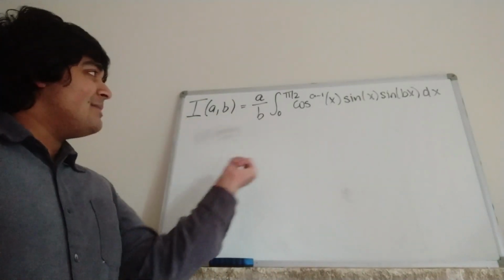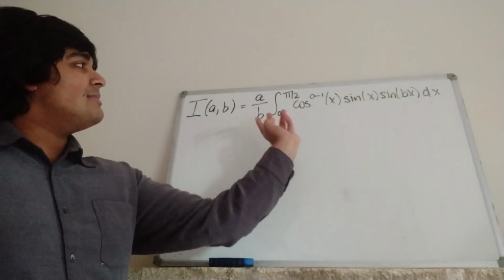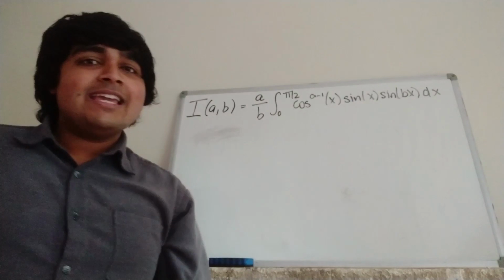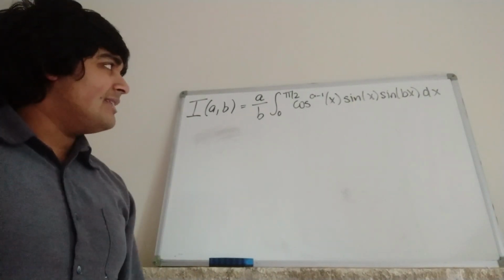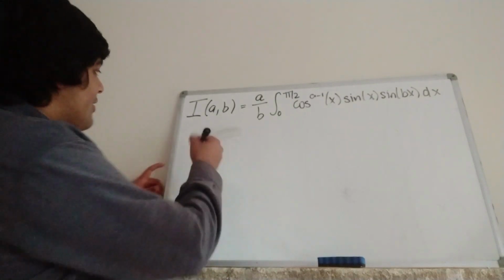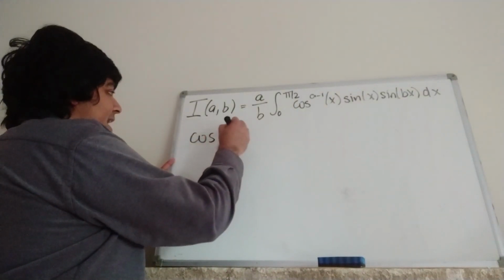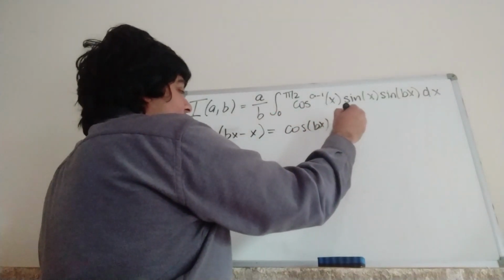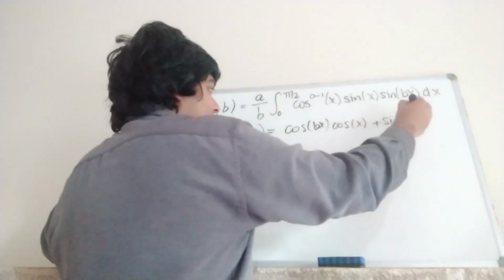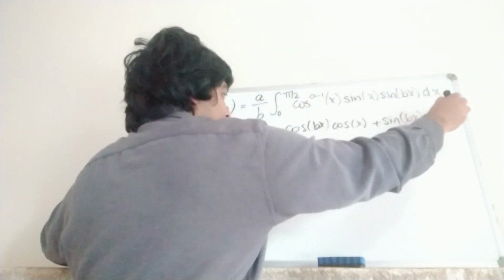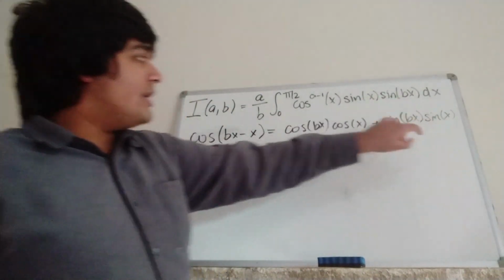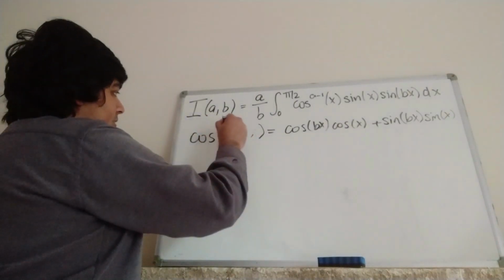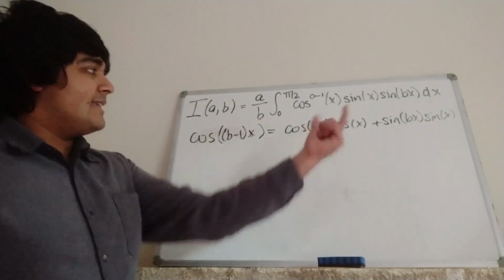Okay, so we've just shown that for a and b positive, I_ab is equal to a over b times this integral here. Now we have this cosine to the a minus 1 of x here, which is great, but we want to write this in terms of cosine of b minus 1 times x, so it's quite clear that we're going to have to use our double angle formulae. So let's recall cosine of bx minus x is just equal to cosine of bx times cosine of x plus sine of bx times sine of x. So this sine bx sine x term we can write in terms of cosine of b minus 1 times x, like so, and this cos bx cos x.